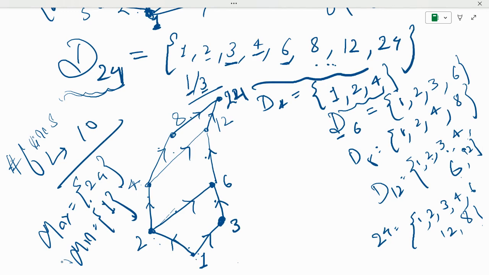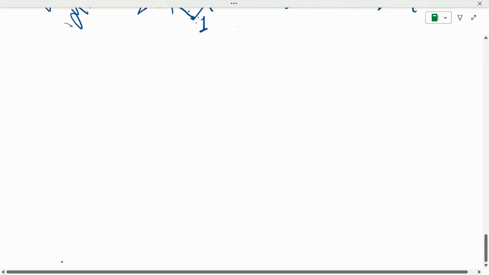Okay, and then you have to find the greatest and least element. So greatest will be 24 and least will be 1. Okay, so for D24, this is the Hasse diagram. Similarly, we can construct it for any set. So we will be learning what greatest and least mean, and what upper bound and lower bound are. Let's see one or two more examples on the Hasse diagram, because this is a very important topic.